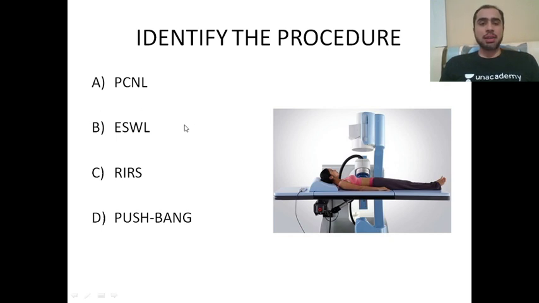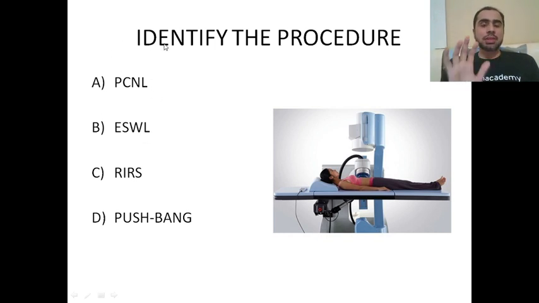This is ESWL, or extracorporeal shock wave lithotripsy, which is done for renal calculi. Simply put, this is the ultrasonic machine which will focus high intensity sound waves on the stone, and the stone will be broken. So you see there are no cuts. It is an ultrasonic procedure where the stones are fragmented using ultrasonic waves. Extracorporeal means from outside the body.